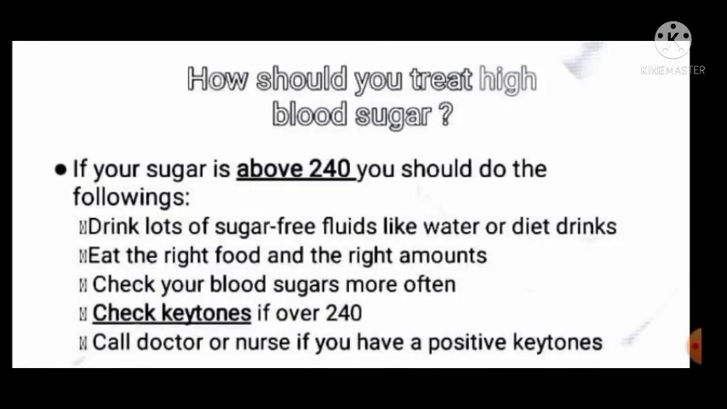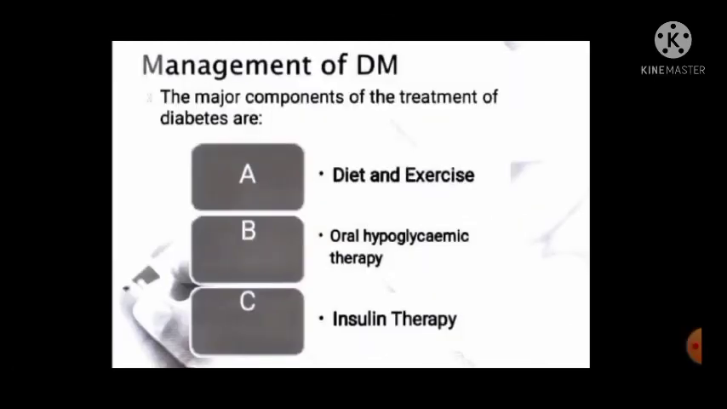How should you treat high blood sugar? If your sugar is above 140, you should follow these methods to lower the sugar count in our blood. Drink a lot of sugar-free fluids like water or diet drinks. Eat the right food in the right amounts. Check your blood sugar more often. Check ketones if it is over 240. Call the doctor or nurse if you have positive ketones.